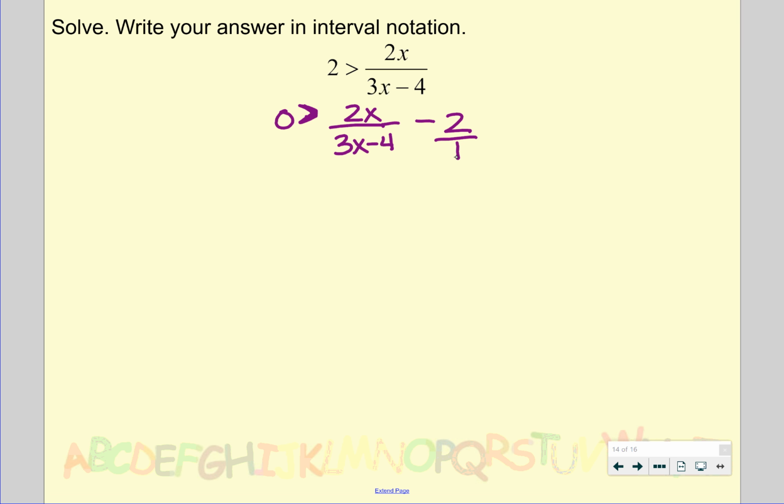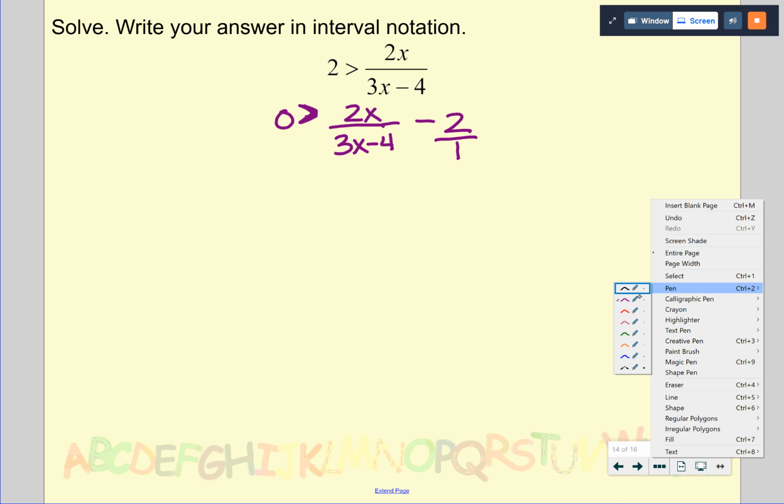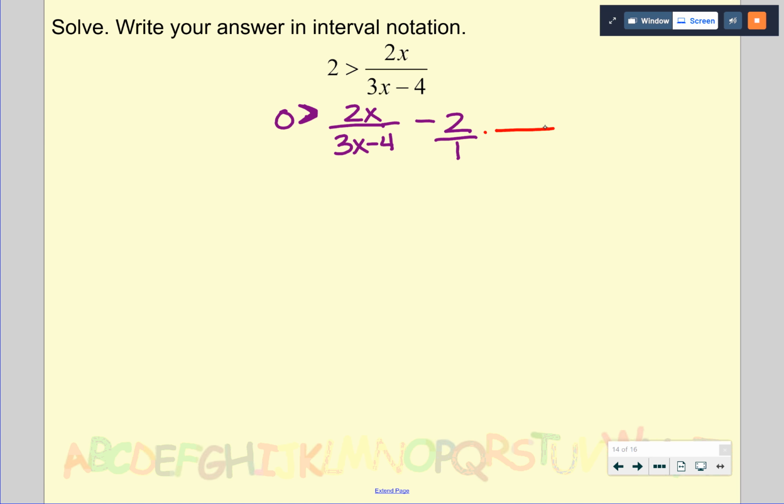You're going to have to add or subtract the fractions, which means I need a common denominator. What's the common denominator here? 3x minus 4. So the first fraction's good. Multiply the second fraction, like we did when we were solving these earlier this week, by that common denominator over itself. So now I'm going to have 0 greater than, first fraction doesn't change.